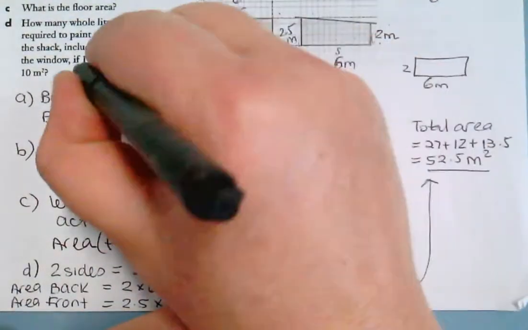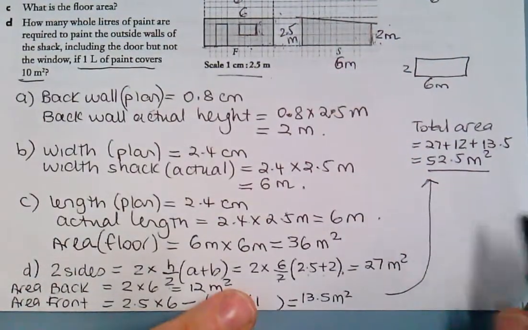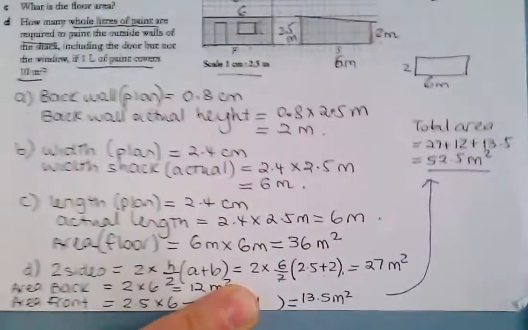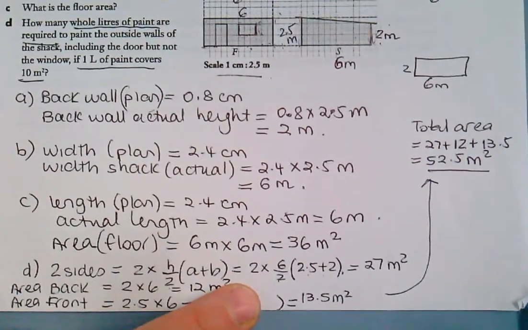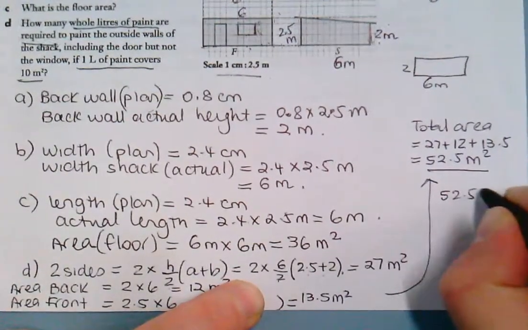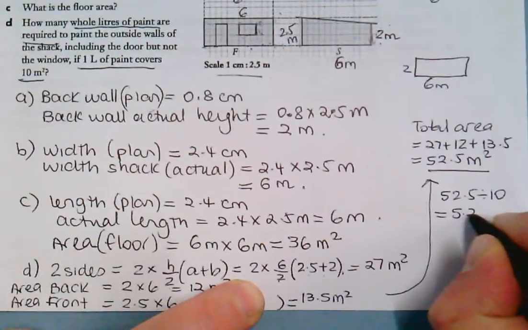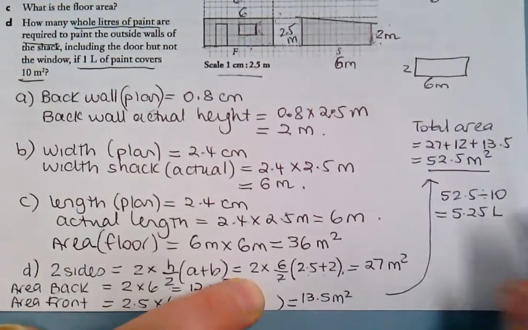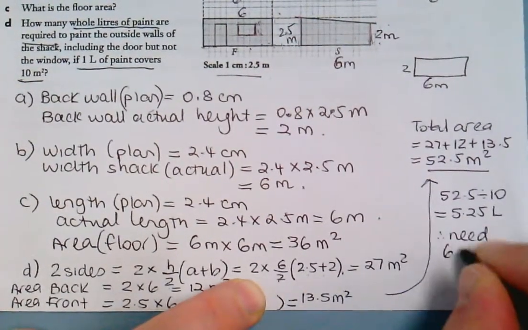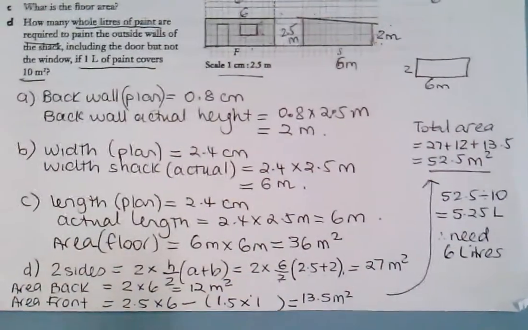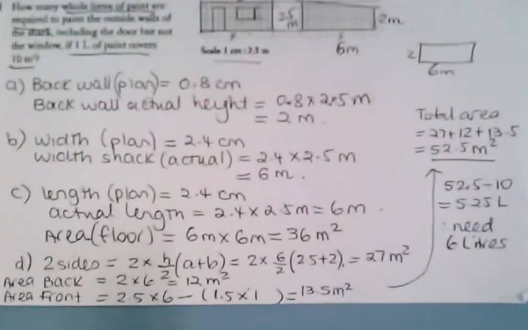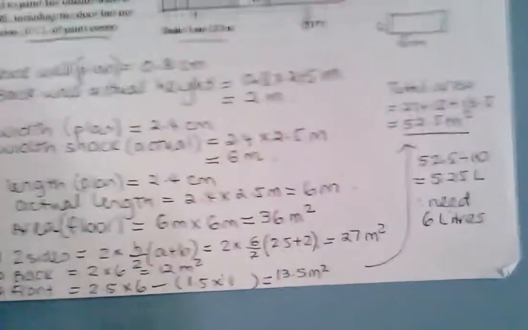It says 1 litre of paint covers 10 metres squared. So I've got 52.5 metres squared. They want to know how many whole litres of paint are required. 52.5 divided by 10 is 5.25 litres, but they want how many whole litres of paint. Therefore, we need 6 litres because 5 won't be enough. Every 1 litre covers 10 metres squared, so we're going to need 6 litres of paint.